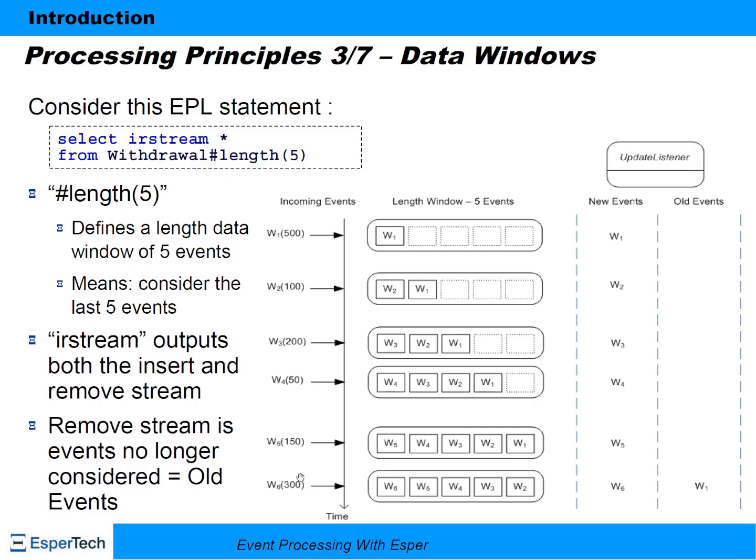Finally withdrawal event 6 with amount 300 comes in. Since the data window only keeps the last 5 events, the runtime removes withdrawal event 1 from the data window. The output is withdrawal event 6 in new events, and withdrawal event 1 in old events. As more events arrive, you can see that there will be a stream of withdrawal events that get removed from the data window starting with withdrawal event 2, then 3, then 4 and so on. These expired events constitute the remove stream.